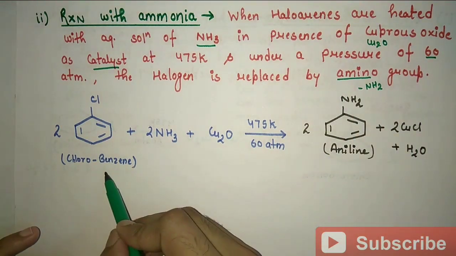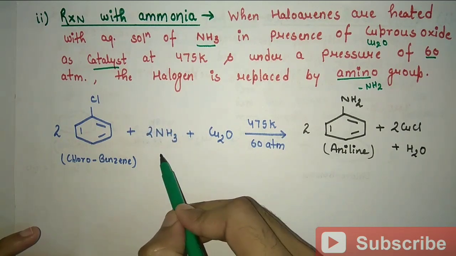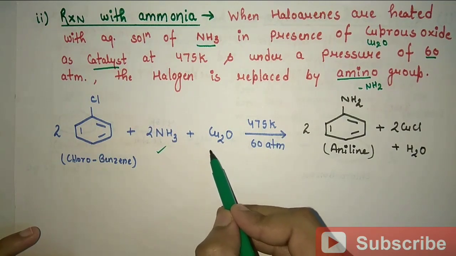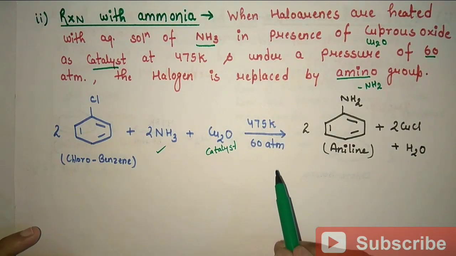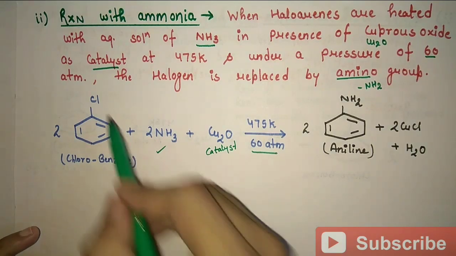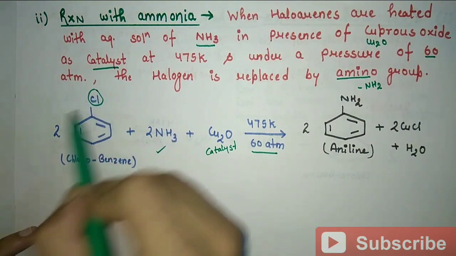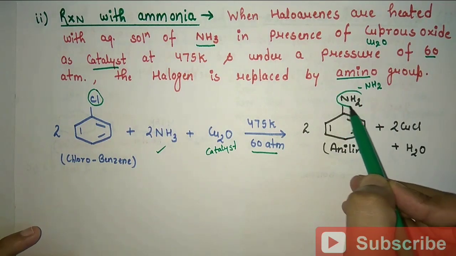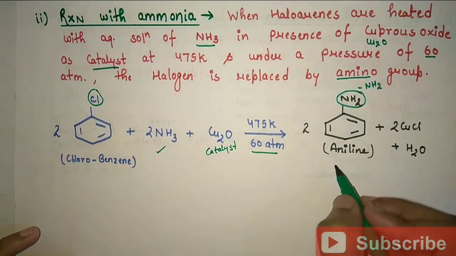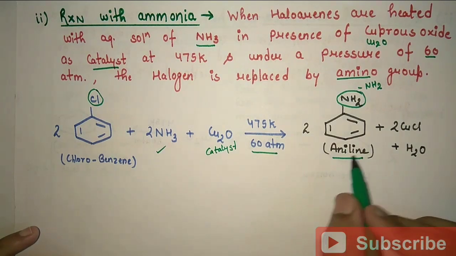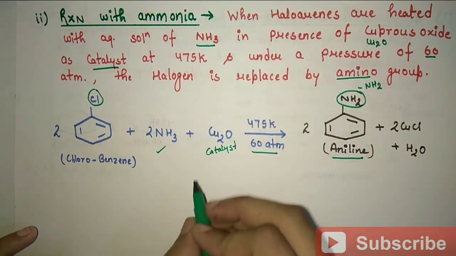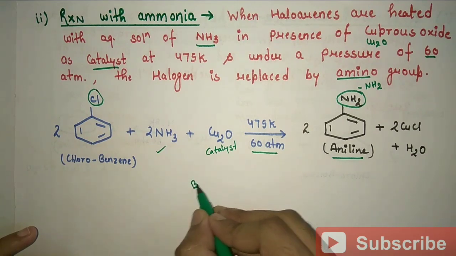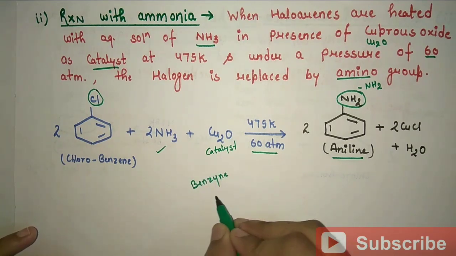What happens? This is our chlorobenzene. It reacts with the aqueous solution of ammonia in the presence of cuprous oxide as a catalyst at 475 Kelvin and 60 atmosphere pressure. So this chloro group, this halogen, is replaced by this amino group, and this is forming aniline. Okay, this is aniline as a product. So this is the reaction with ammonia, and the mechanism of the reaction with ammonia also occurs via the benzyne mechanism.